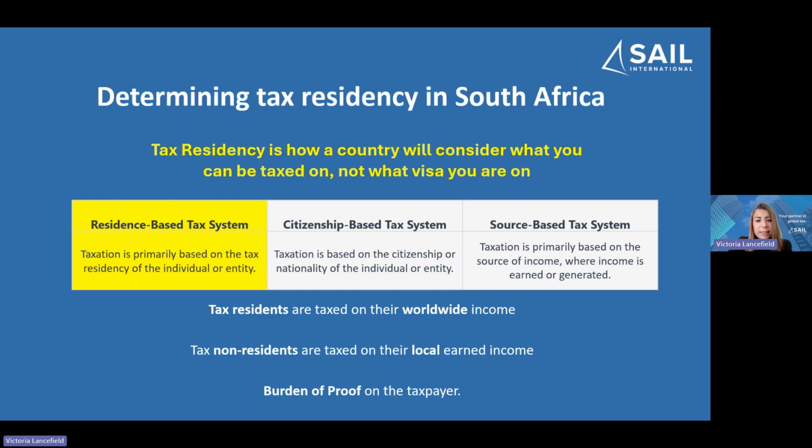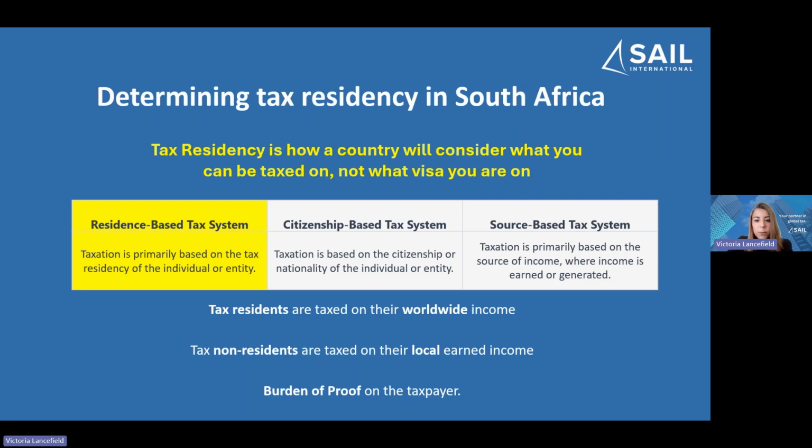South Africa is a tax residency-based system, so is pretty much most of the world. The citizenship-based tax system is only United States and Eritrea that are left with that tax system, and there are several source-based tax systems, however, not as many as residence-based tax systems around the world. In South Africa, as we are a residency-based tax system, you will be taxed on your worldwide income if you're a tax resident, and on local income if you're tax non-resident.